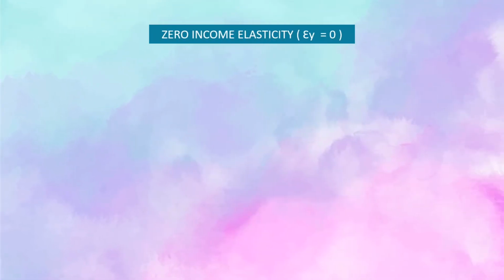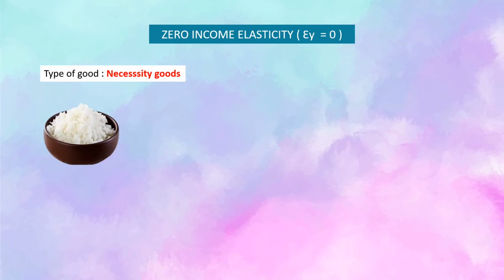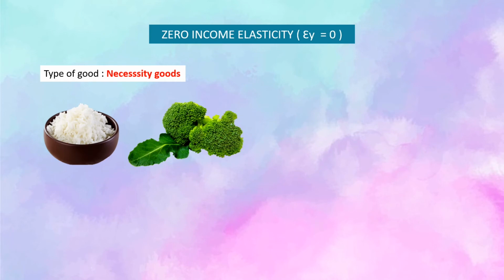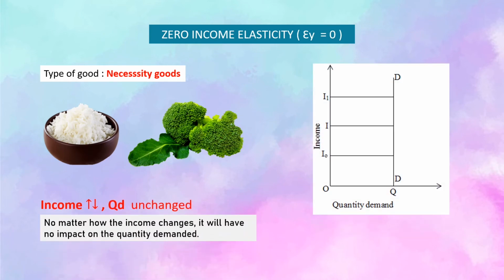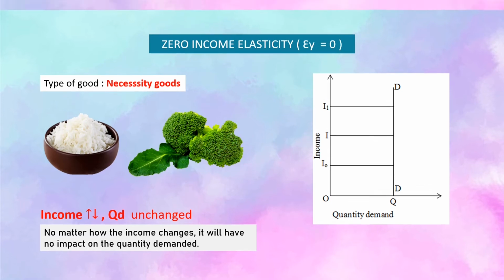If the value of income elasticity is equal to 0, it is zero income elasticity. The type of goods is necessity goods, such as rice and vegetables. If the consumer's income increases or decreases, the quantity demanded will remain unchanged. It means no matter how the income changes, it will have no impact on the quantity demanded.